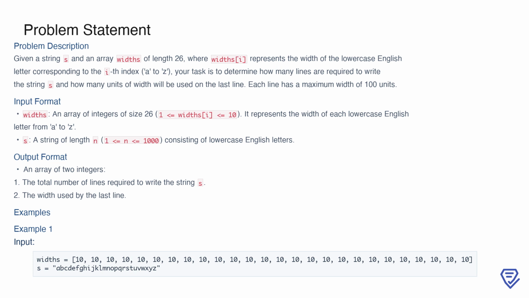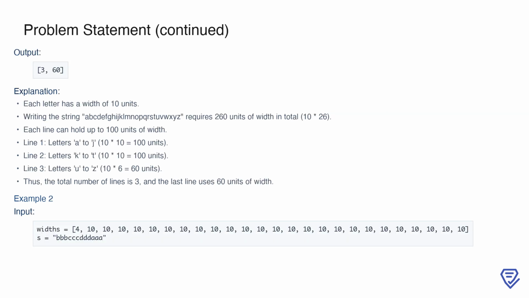The input format specifies the constraints for widths and S, and the output is an array of two integers, the total number of lines and the width used on the last line. Now, let's consider the first example. Here, the widths array assigns a width of 10 units to every letter from A to Z, and the string S is the entire alphabet, A, B, C, D, E, F, G, H, I, J, K, L, M, N, O, P, Q, R, S, T, U, V, W, X, Y, Z.